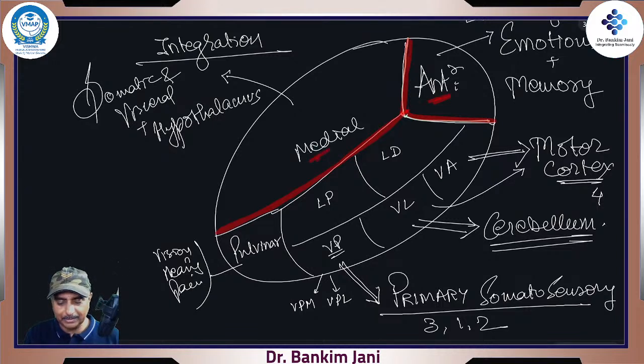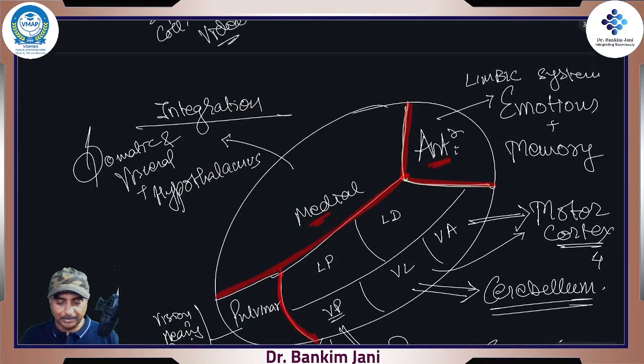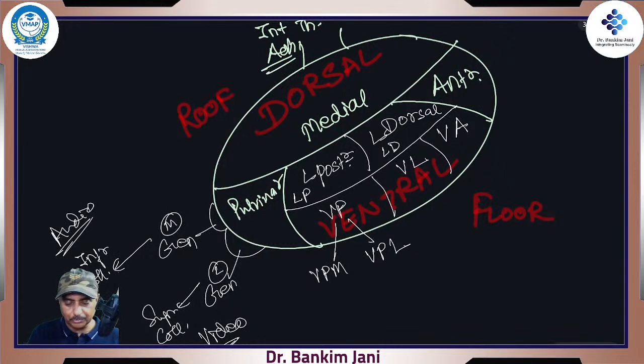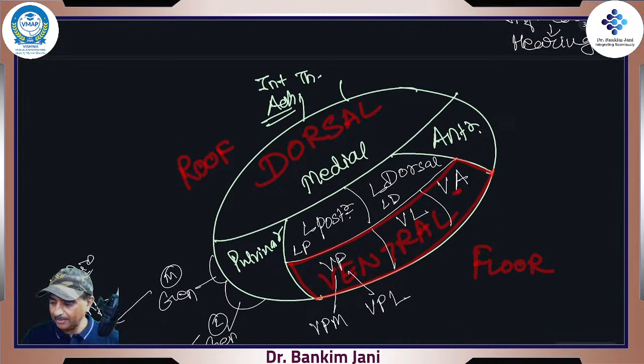We have got the anterior, medial, and posterior is pulvinar. And do remember that medial is roof, that is dorsal, and floor is ventral. So this is the floor, right? So all of them now start with ventral: ventroposterior, ventroanterior, ventrolateral, right? And the medial part, which is on the dorsal side, that is the roof.